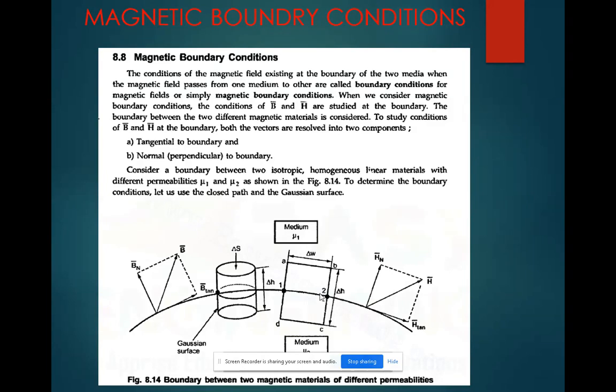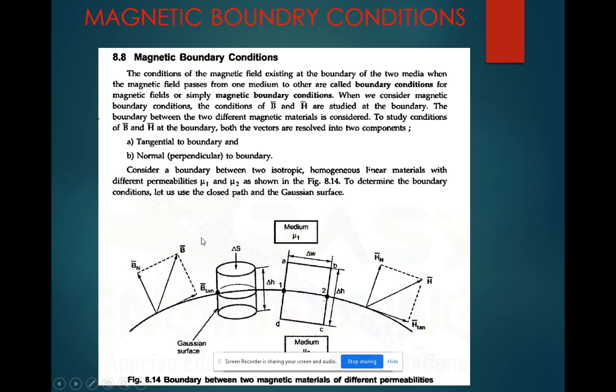Next we are going to see magnetic boundary conditions. When a magnetic field travels from one medium to another medium, you must consider the boundary values. These are called boundary conditions for magnetic materials. Here you will have two boundary components, tangential to the boundary and normal to the boundary. Tangential to the boundary means it will be like a parallel line, and normal to the boundary means it will be perpendicular to the medium.